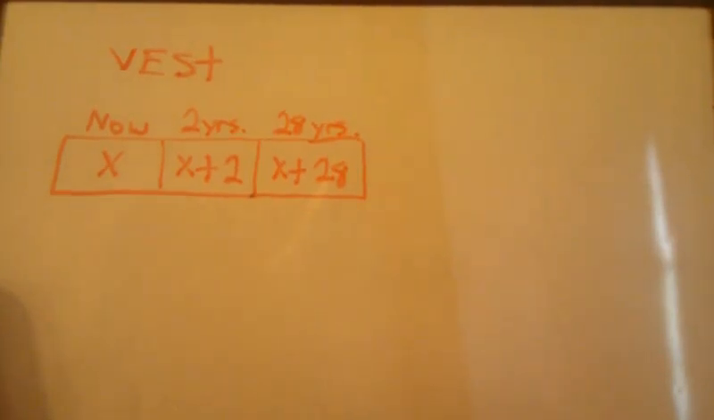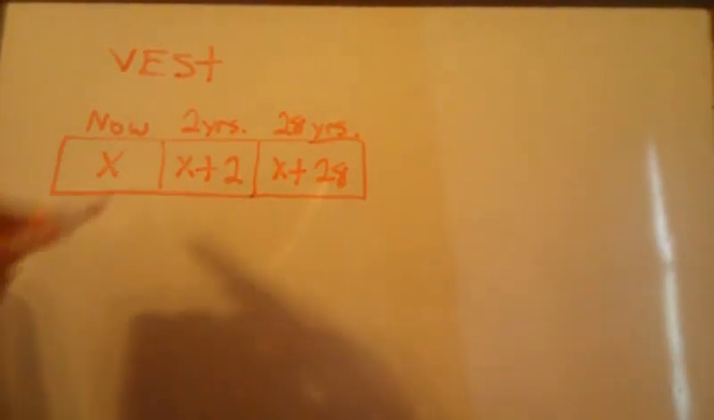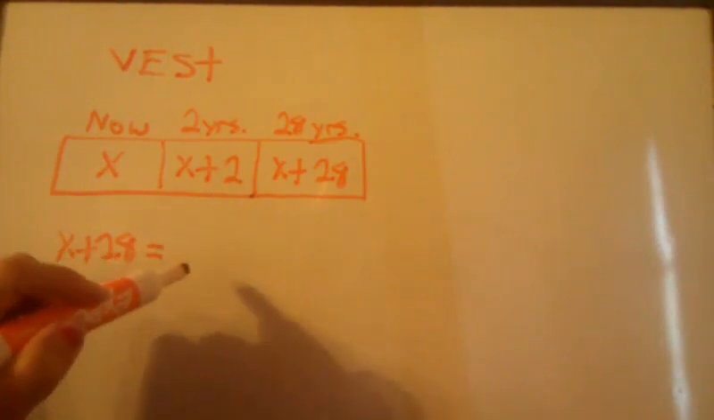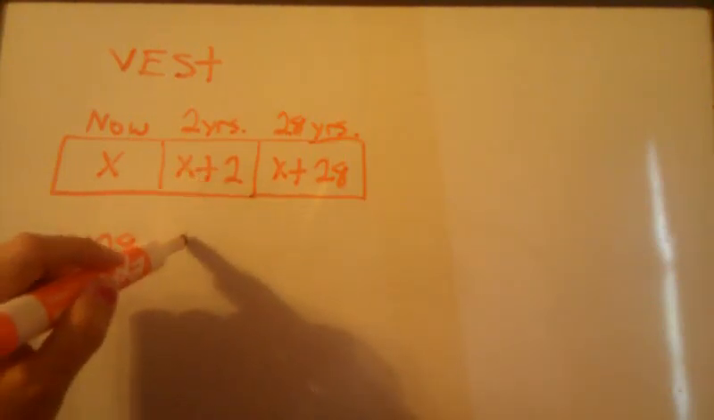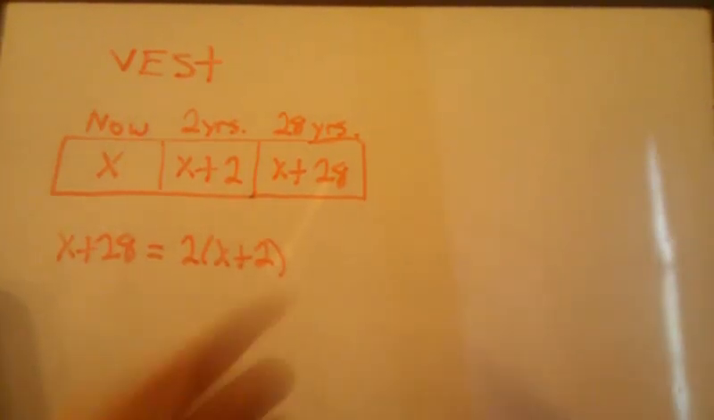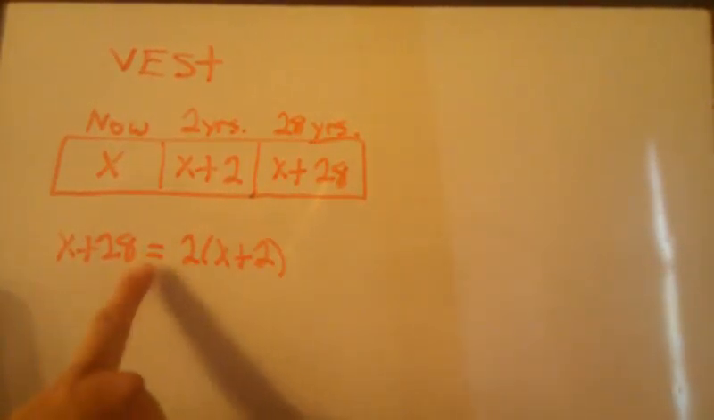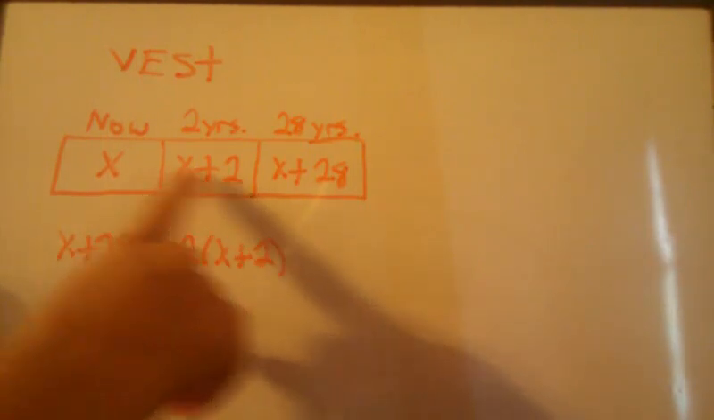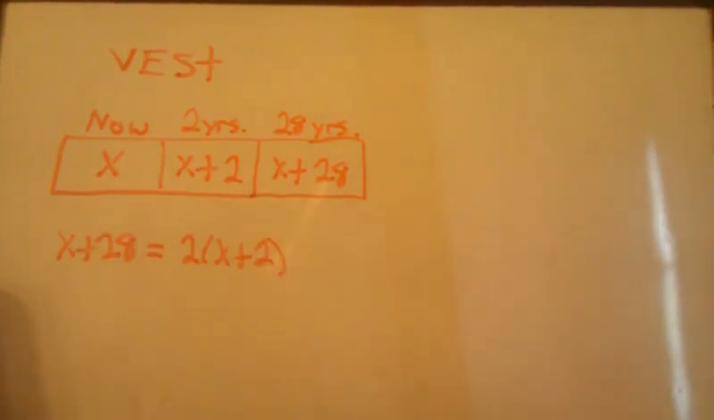Now it says in 28 years, a man will be twice as old as he will be in 2 years. Okay, so in 28 years, so X plus 28, a man will be, so that's equals, twice as old as he will be in 2 years. So twice as old as that. 2 times X plus 2. Did you understand that? This is how old he's going to be in 2 years. So it's twice as old as that.